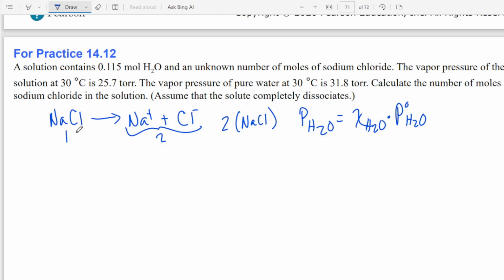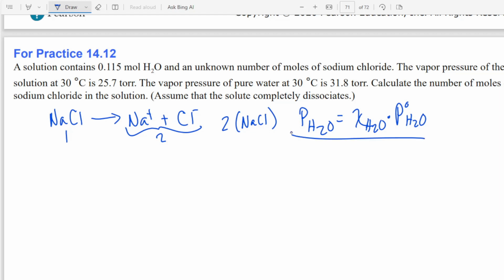So we need to know that sodium chloride dissociates into sodium and chloride ions. So for every 1 mole of sodium chloride we put in, we get 2 moles of ions. So we'll need to multiply 2 times the moles of sodium chloride to get the amount of ions. We also need to know that the vapor pressure of the solution is equal to the mole fraction of the water times the vapor pressure of the pure water. So the mole fraction will be affected by the amount of sodium chloride and the ionization of the sodium chloride.